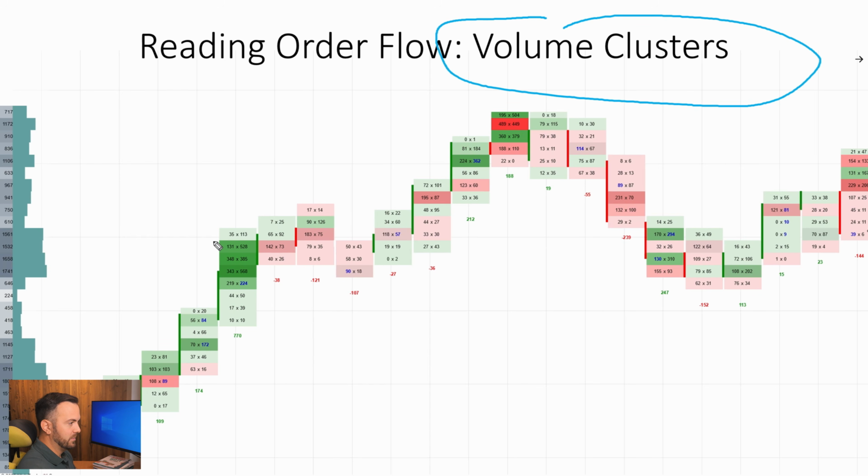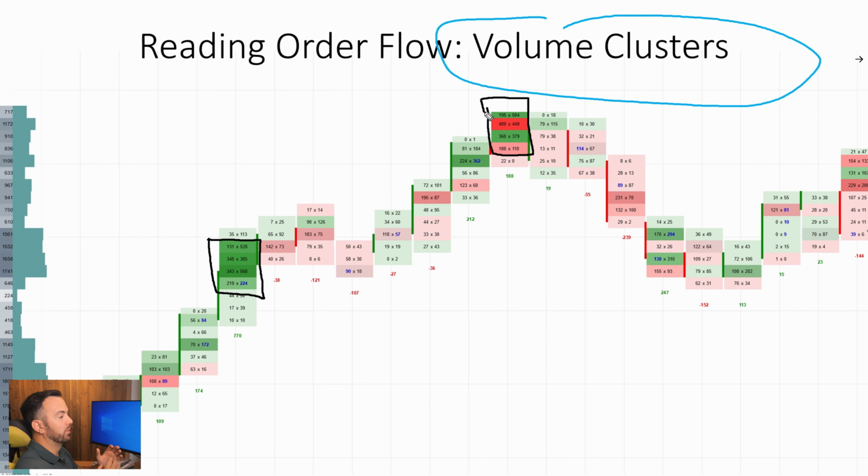On the screen, there are two significant volume clusters here. It is this one and this one. When you see a volume cluster, it's usually a sign that somebody big was trading there, probably some trading institution.